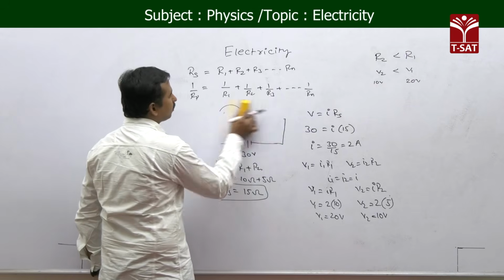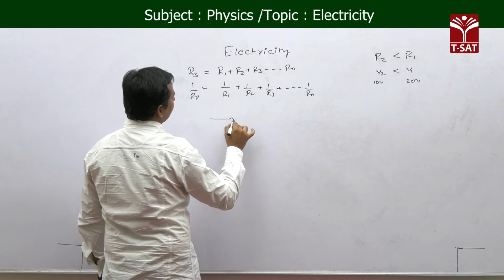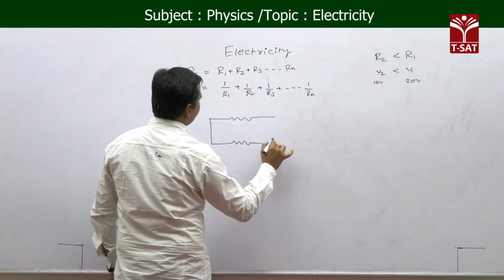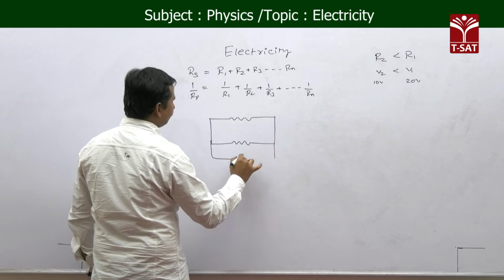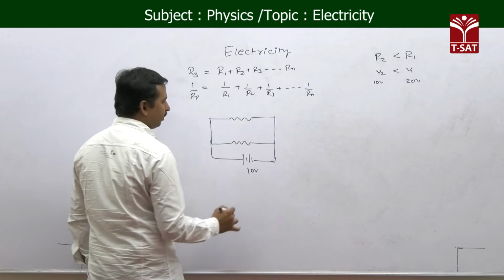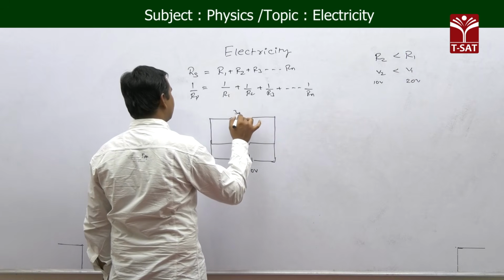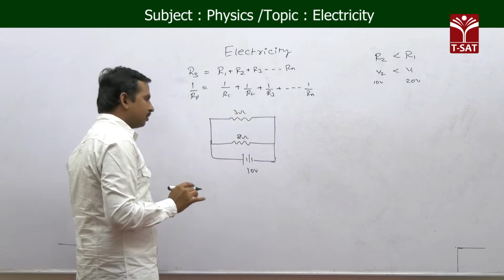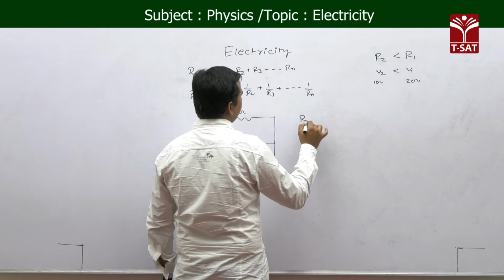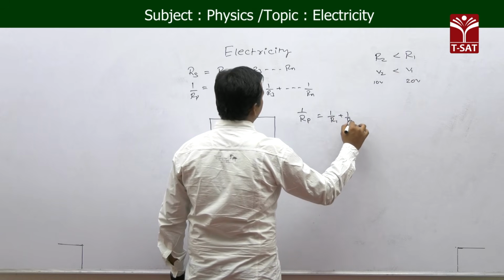For example, in the case of parallel connection, now we are taking resistance 1 and 2 and the battery. Let us suppose we are using a 10 volt battery, and let us suppose 2 ohms is the first resistance and 3 ohms is the second resistance. Then for the equivalent resistance, 1 by Rp is equal to 1 by R1 plus 1 by R2.